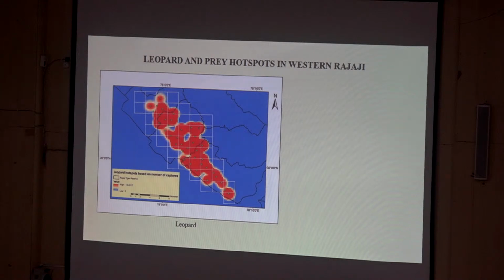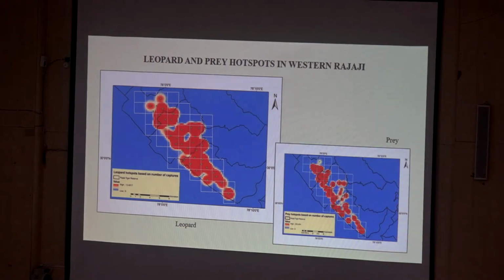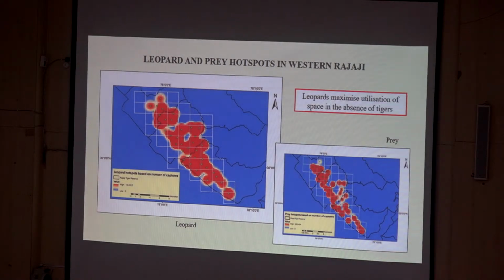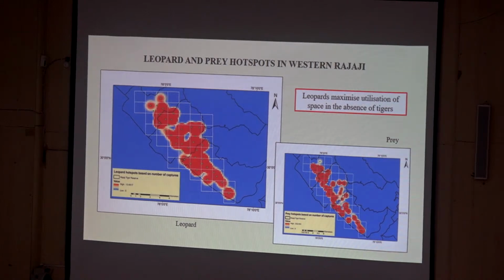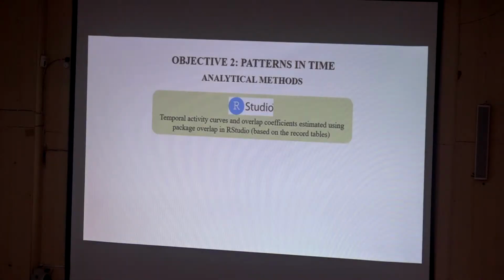Leopard hotspots in Western Biology were also generated, and it was found that they occupied more or less the entire landscape where the camera traps were deployed, as did the prey. And hence leopards maximize utilization of space in the absence of a more dominant predator.